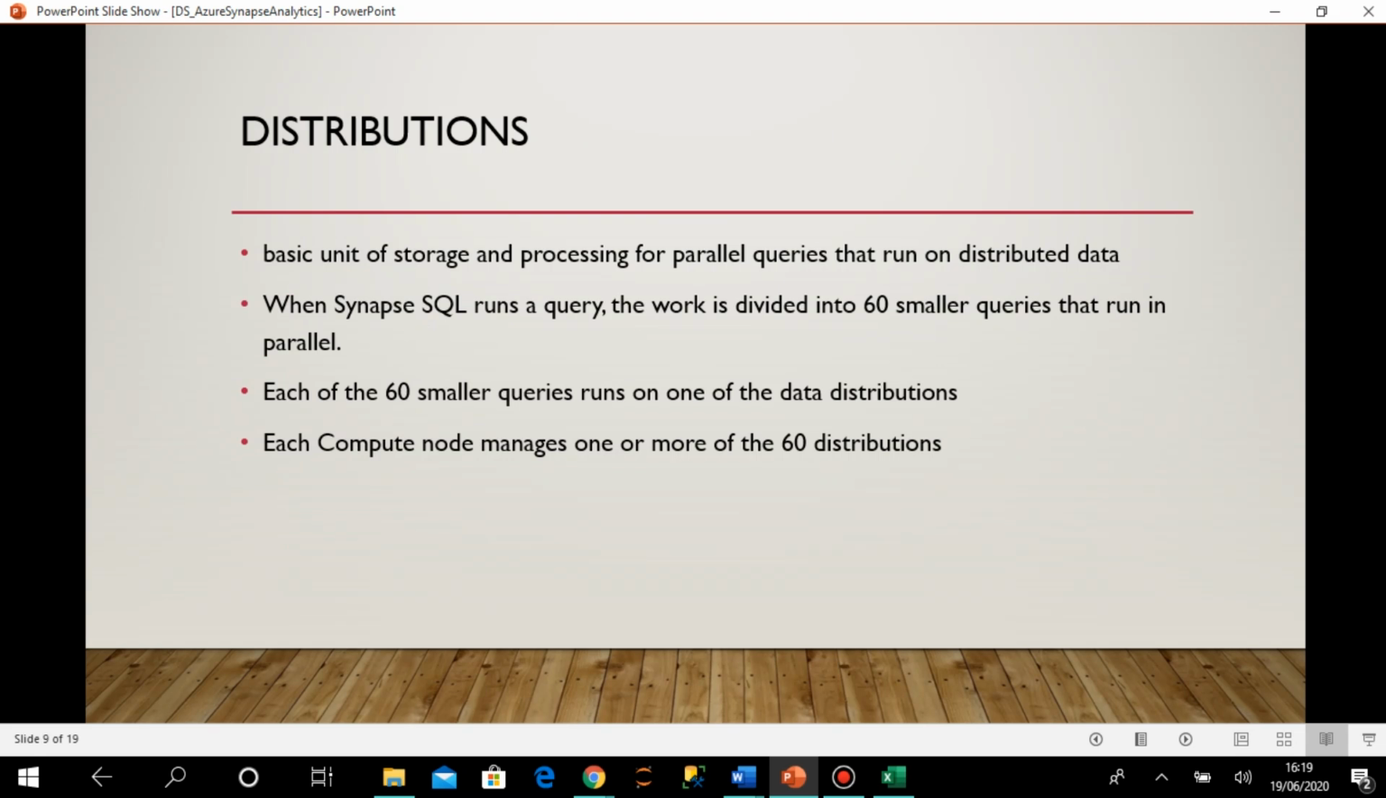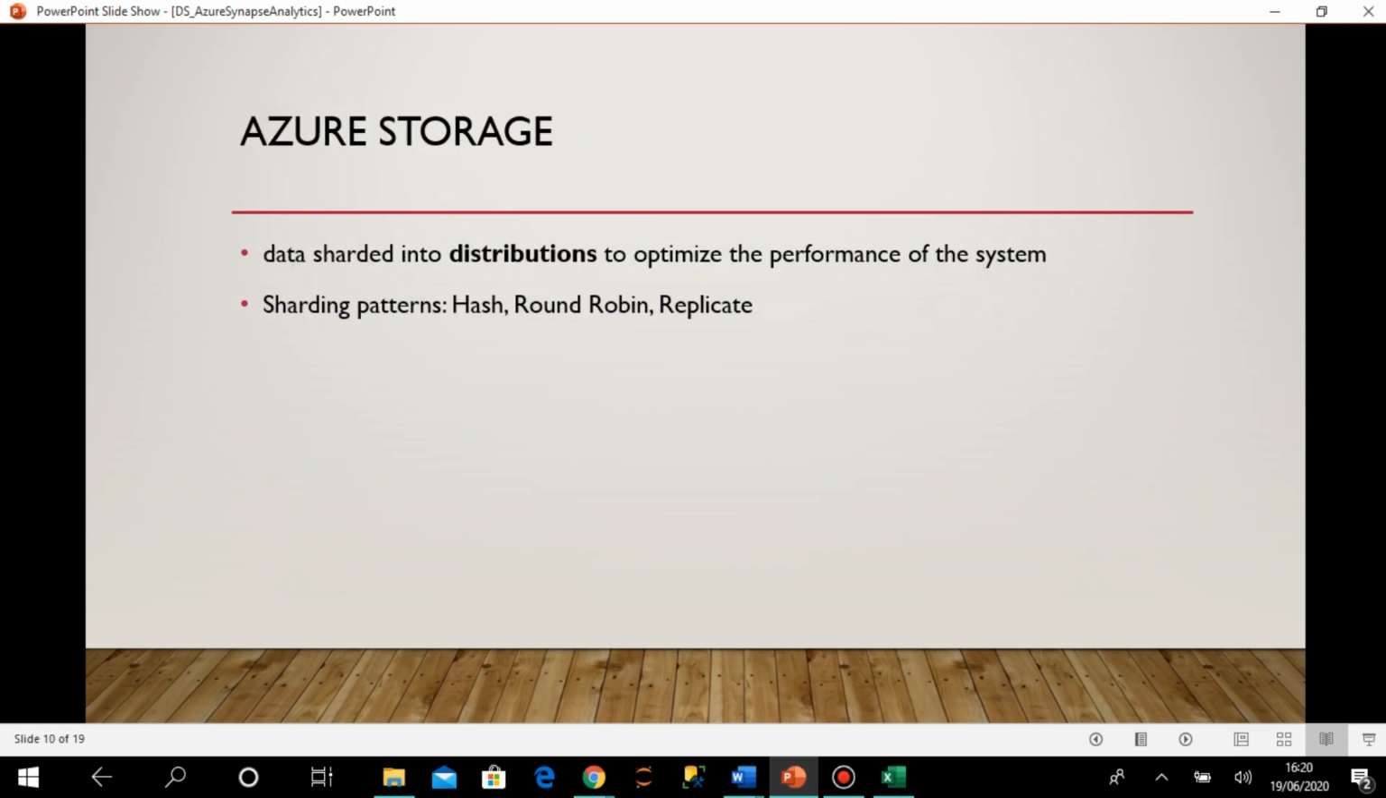So you can understand that if there is only one compute node, that means all the 60 distributions, that means the entire query, needs to be executed by one compute node. If I have 10 compute nodes, then 6 distributions can be processed by each node, so obviously it will be faster. And if we have 60 nodes, then one node can have only one distribution, so again it is getting faster and faster. That's why the number of compute nodes can be from 1 to 60, and based on that there can be a different number of distributions for each compute node.